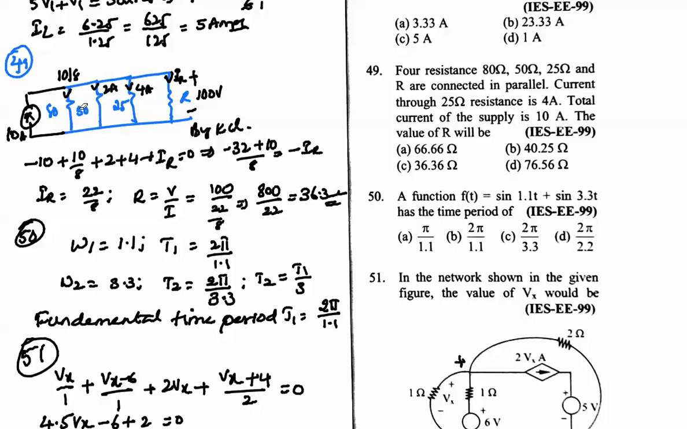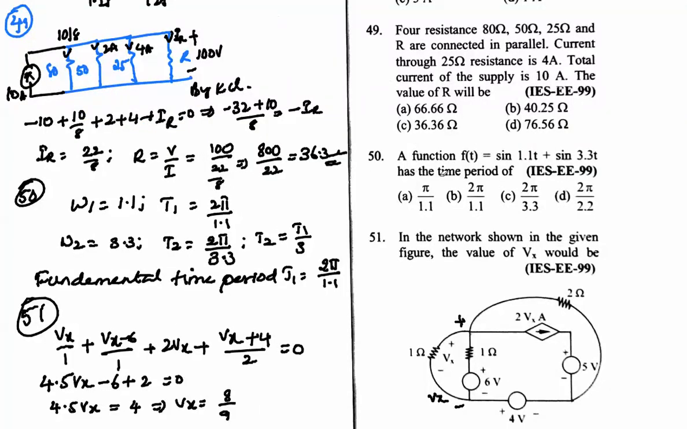Now I will apply KCL at this node here. So at this node we will get minus 10 plus 100 by 80 plus 2 plus 4 plus IR is equal to 0. So from this IR we will get it as 22 by 8. But what we need to find is the unknown value R here. So R is nothing but V by I. So V is nothing but 100, I value is 22 by 8. We will get it as 800 by 22, or 36.3 ohms, in this case.